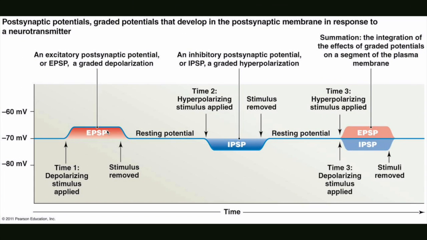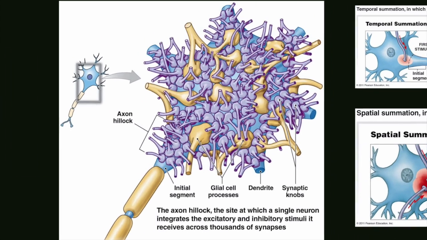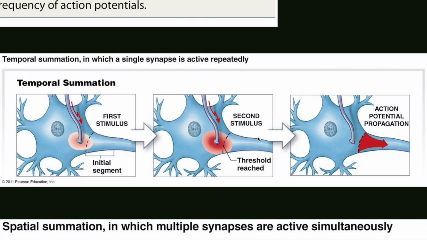And if we look at a single EPSP, it's probably not going to be able to generate an action potential. EPSPs and IPSPs can combine by what's called temporal or spatial summation. So in temporal summation, this is one axon terminal here, and if two stimuli come close enough in time, they can add together, and so one by itself would not be enough to bring this neuron to threshold, but two together close in time can combine to generate an action potential.